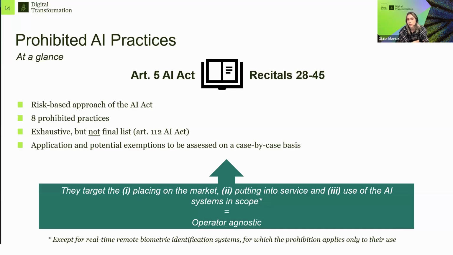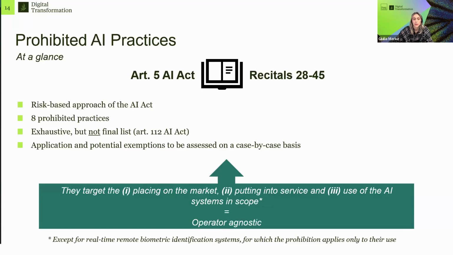For instance, this may cover both in-house development or purchase from a third party. It's also important to stress that this is clarified in the European Commission guidelines published on February 4th: it's not relevant how the AI system would be made available in practice, be it access to the AI system, downloads, or physical supply.